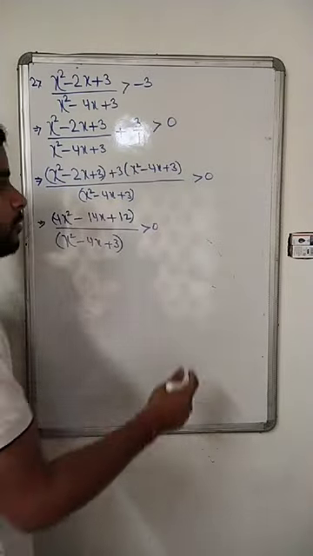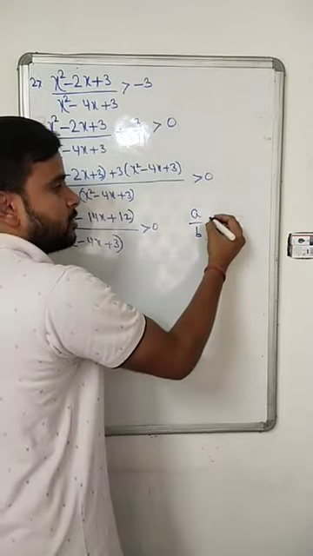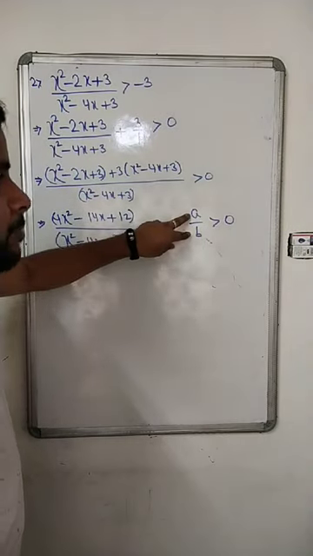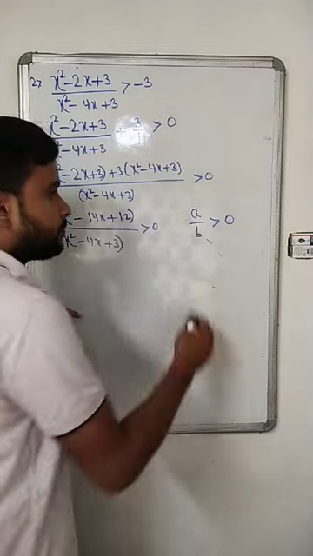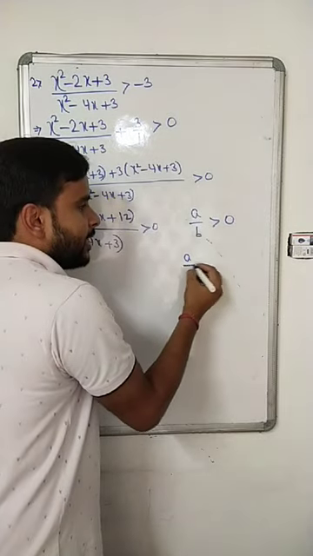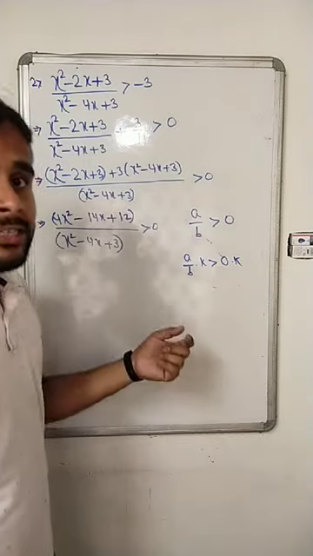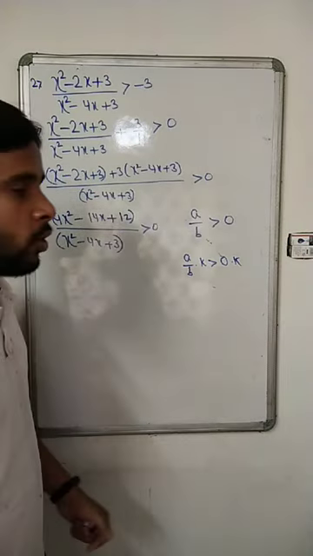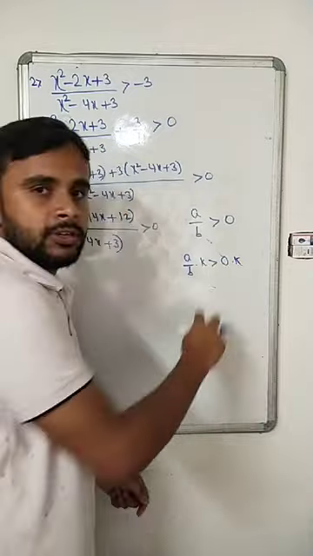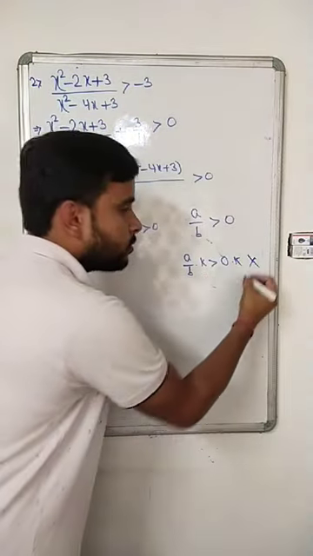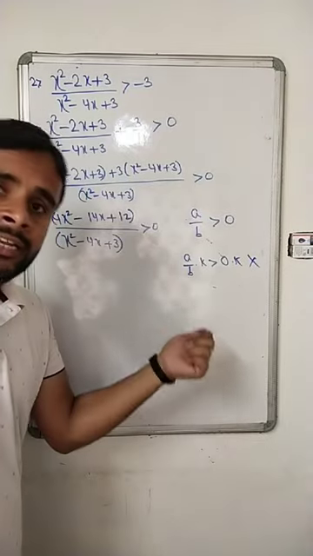What is the second thing I'm going to do? For this, let me explain this part first. Now tell me, suppose I say that a by b is greater than 0, this is true. Now if I say that a by b into k is greater than 0 into k, it is not necessary that this will be true. Why? What is the reason? Because what does k denote? You don't know the value of k. If the value of k is negative, this is not true. If the value of k is positive, then it is true.